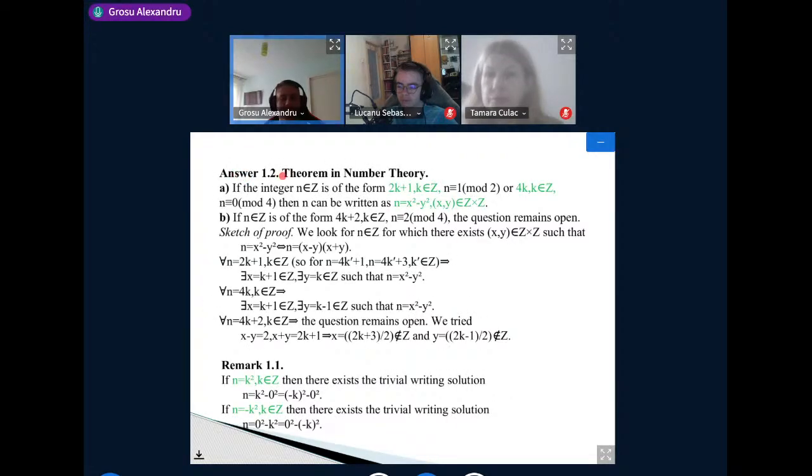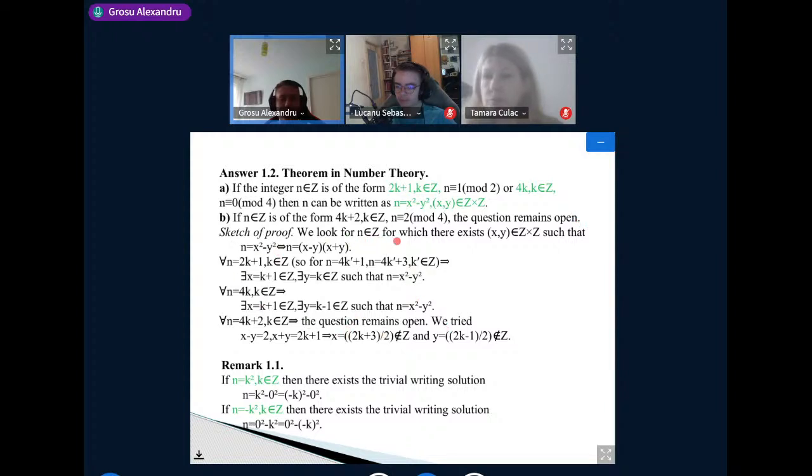So for the second answer, we use a theorem in number theory. If the integer is of the form 2k plus 1, k integer, congruent to 1 modulo 2, or 4k, congruent to 0 modulo 4, then n can be written as n equals x squared minus y squared. If n is an integer of the form 4k plus 2, congruent to 2 modulo 4, the question remains open. Here's a sketch of proof.